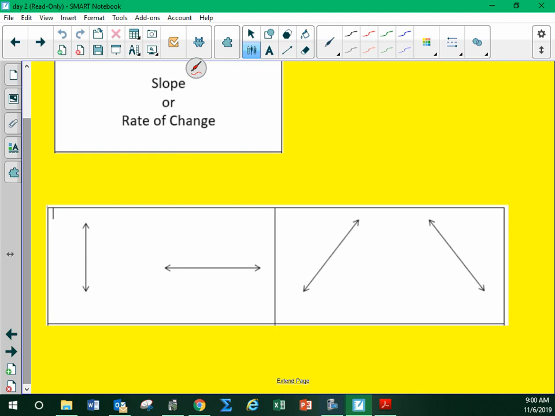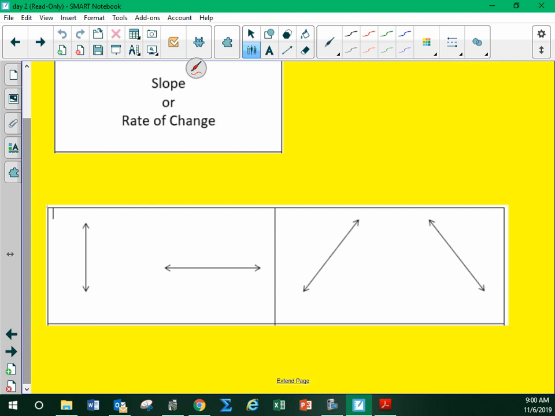Okay, so slope, when we're talking about slope, we're talking about kind of the position of the line. It tells us the slant of it, if it's going to be more steep or less steep. If it's going to be positive or negative, it lets us know the direction of our line. Right now we're just looking at some general examples. They're not on a graph.